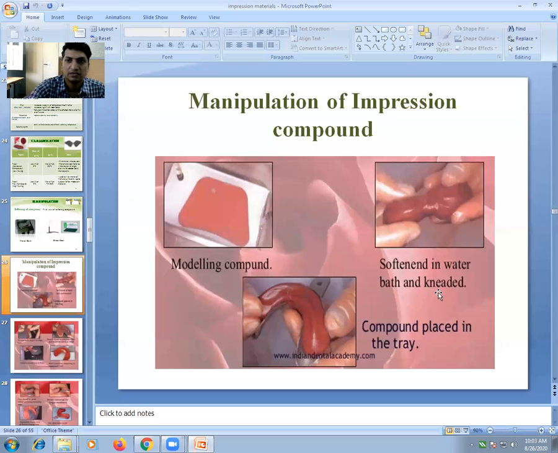Okay, then for the mandible, I'm showing you, we make a roll of impression compound and we place that impression compound in our selected tray. First step is we soften the impression compound. Second step is we knead or manipulate the impression compound. Now if the compound is uniformly softened, then I put this impression compound on a tray.